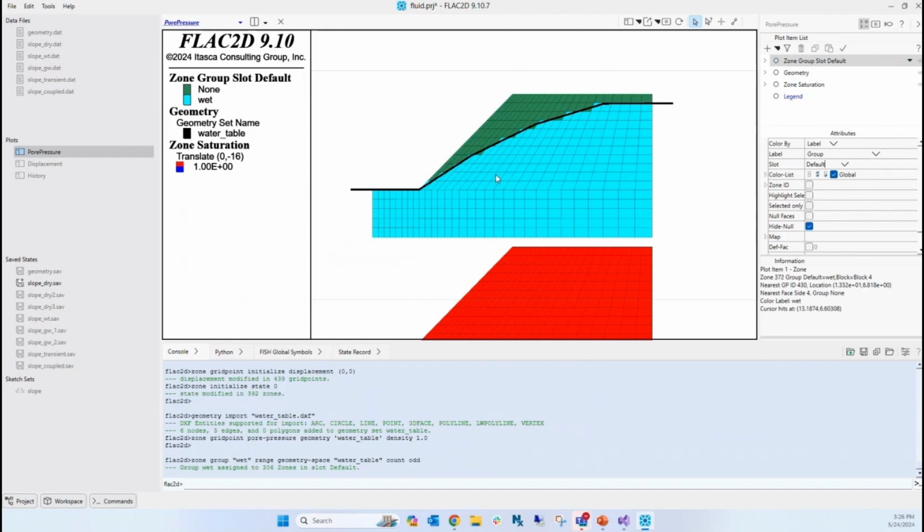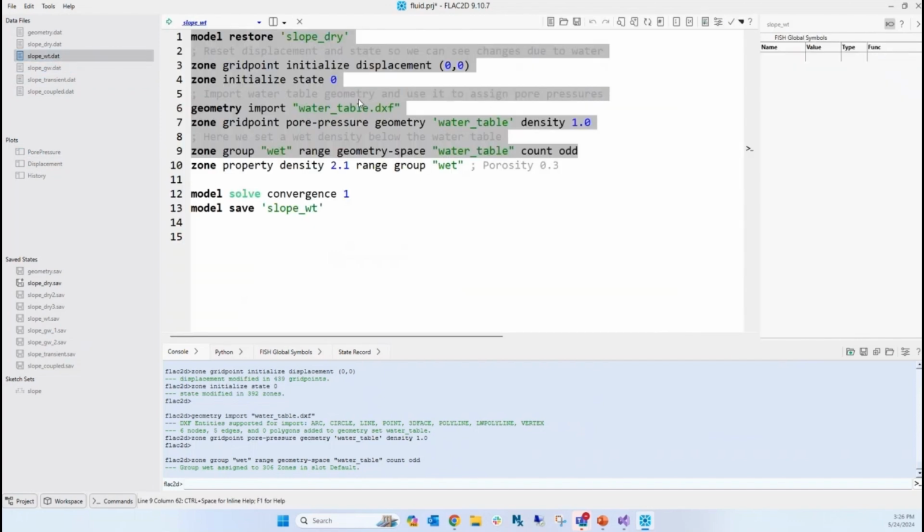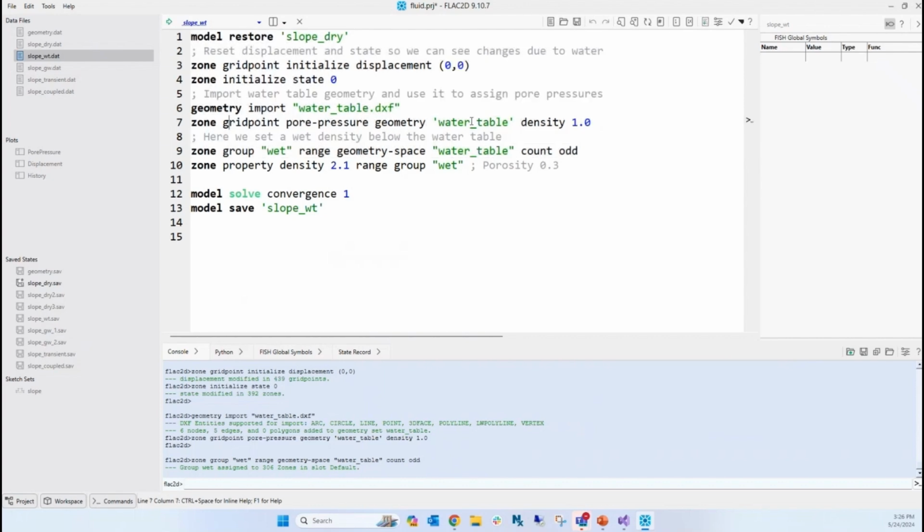And now that I've assigned the group name, I can assign the pore pressure. Go back to the command. Yeah, zone grid point. Oh, because I did the pore pressure first. Zone grid point pore pressure, geometry, water table, density 1. I worked it out. Zone group wet. And then I changed the density of the material below, the density of the material that's called wet. And then we're going to solve.